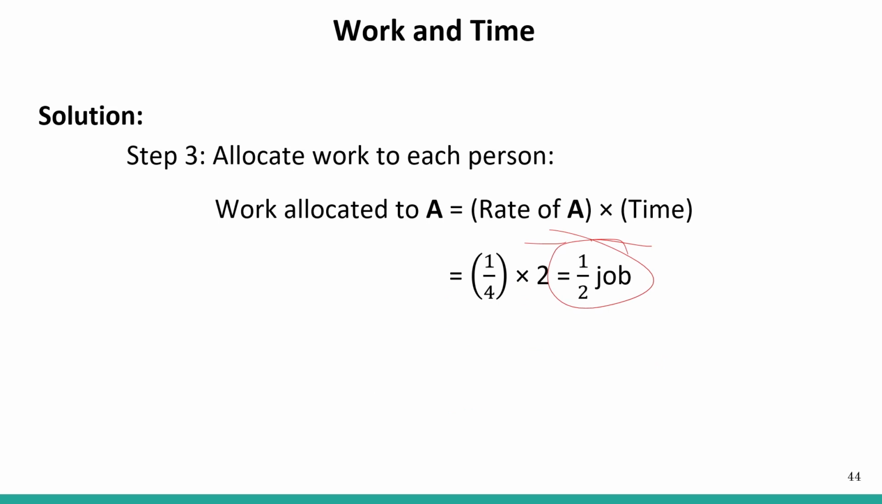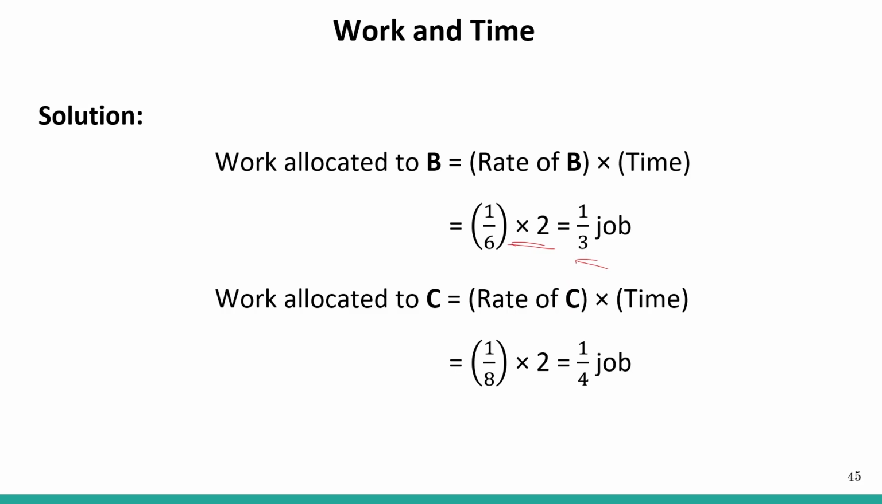So 1 by 4 into 2 is what? Work allocated to A is equal to half of the job. So work allocated to B is 1 by 3 of that job. So work allocated to C is 1 by 4 of that job.